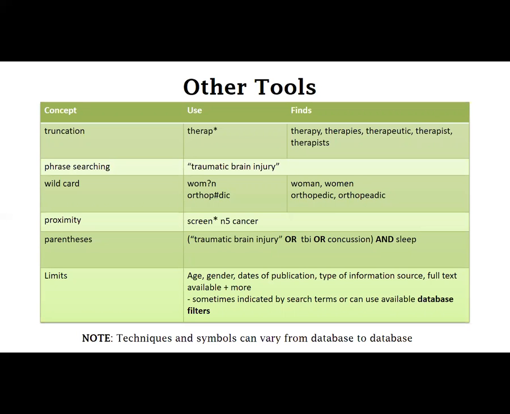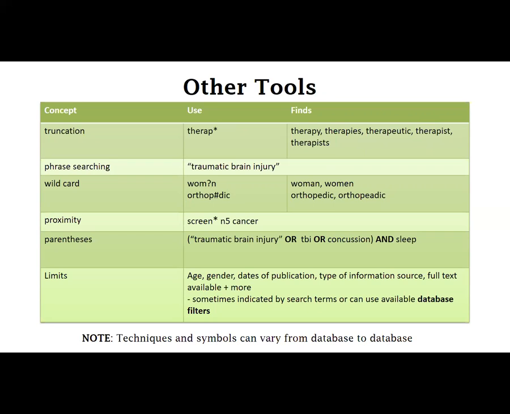Some other tools that are useful: truncation, sometimes also called stemming. Most databases are not sophisticated enough to search for all variants of a term automatically, the way Google and Google Scholar do. You can combine them in a search string using OR, but an easier way to do it is to truncate or shorten a word to its base form. It's usually an asterisk that you use to indicate that you want the database to look at all variants of the term. In this example, we see that therap with the asterisk will find therapy, therapies, therapeutic, therapist, therapists, and anything else that would come after that.